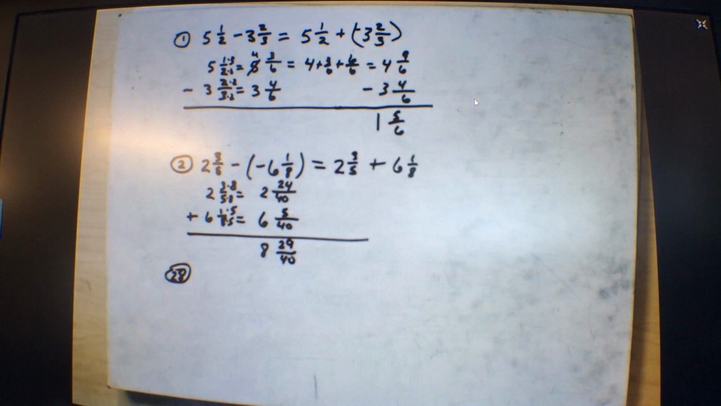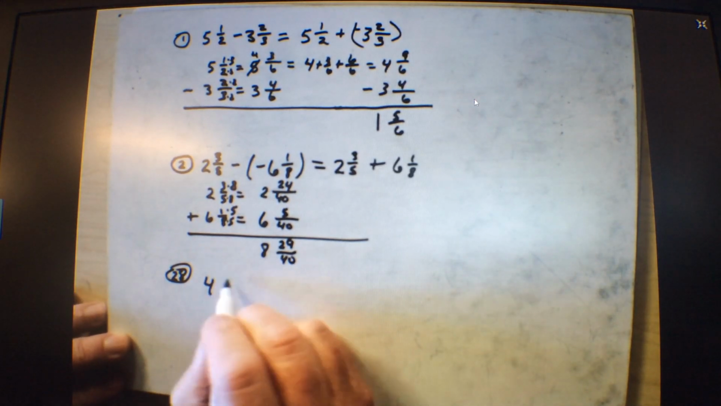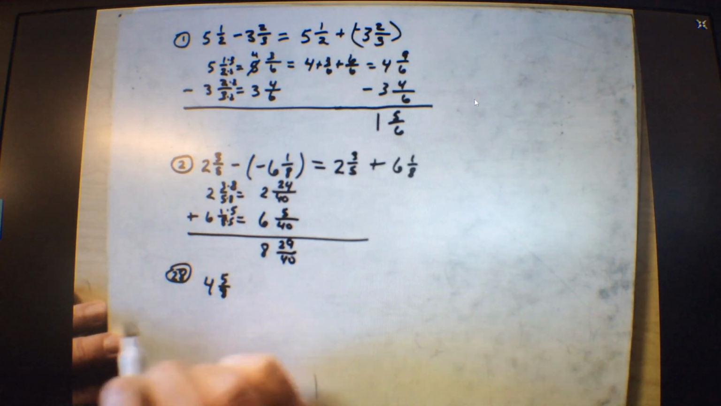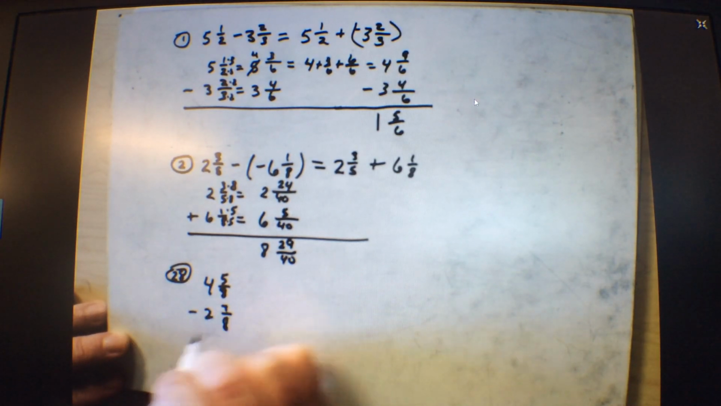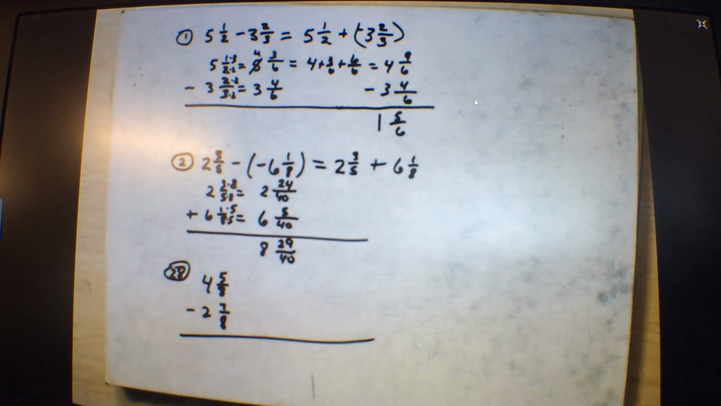What operation? We got to go back to problem solving, right? Remember the steps of problem solving? What was it? UPSI, understand, plan, solve, and check, right? Understand. What operation are we going to do there? Subtraction. What are we going to subtract? 4 and 5/8 minus 2 and 7/8. Now tell me why I went ahead and put it vertically instead of horizontal.